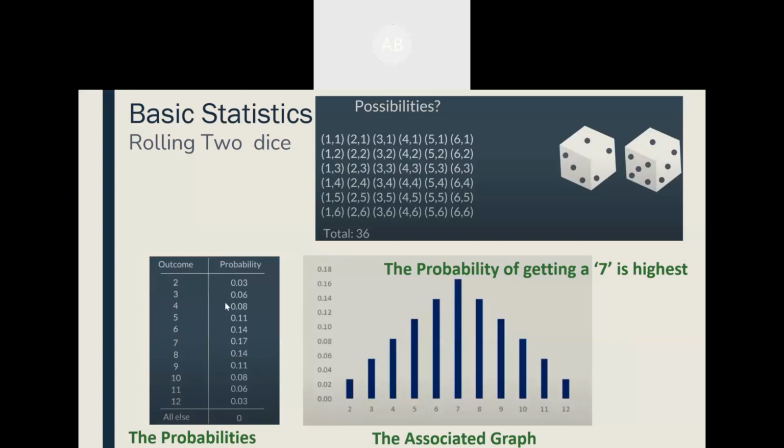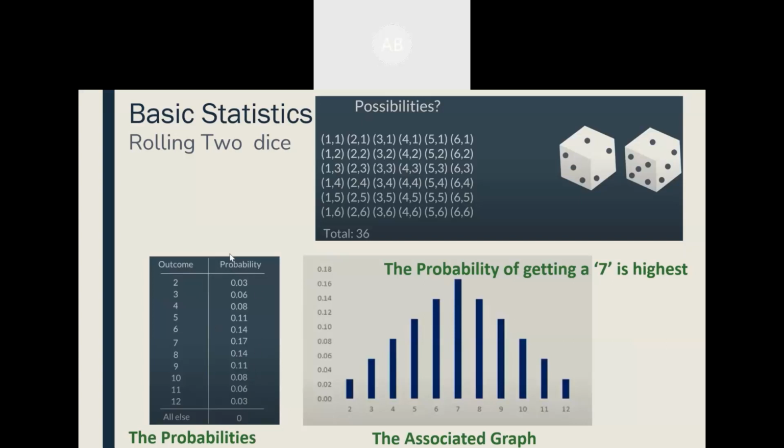So each value is associated again with a probability. The probability of occurrence of a total value of 2 is 0.03. Then 3 will be a little bit more than that, 0.06. A total of 4, if you throw two dice, will be 0.08, 5 is 0.11, 6 is 0.14, 7 is 0.17. And then if the total number goes on increasing, this probability starts to decrease.